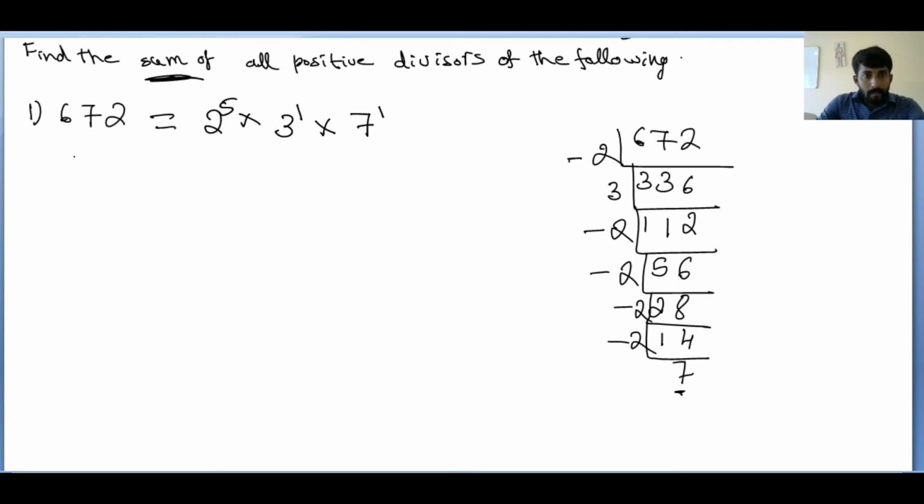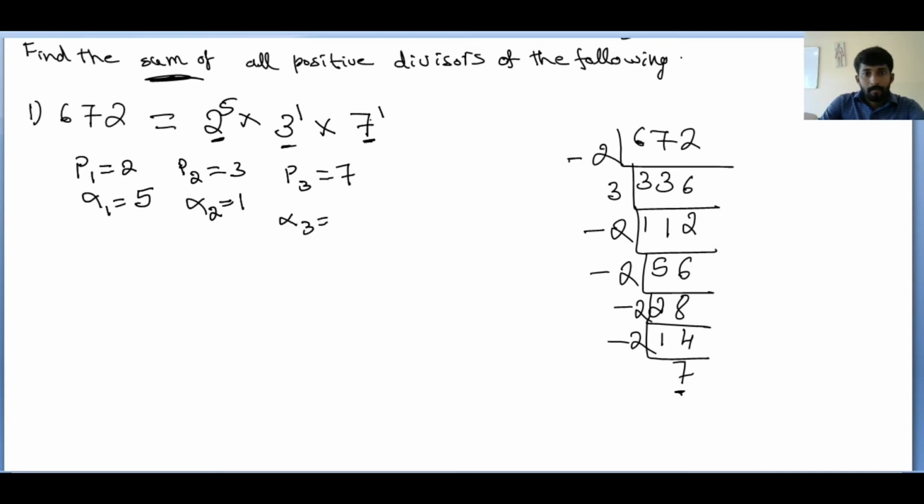Next, write P1 is equal to 2, P2 is equal to 3, P3 is equal to 7. Those are prime numbers, right? Then alpha 1, that is the power of P1, is 5. Alpha 2, that is the power of 3, you can see here is 1. And alpha 3, the power of the number 7, is equal to 1.